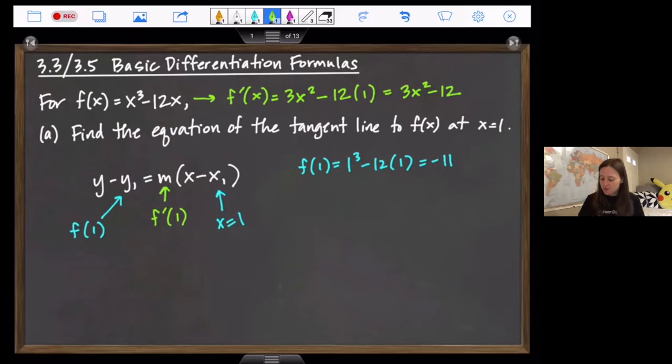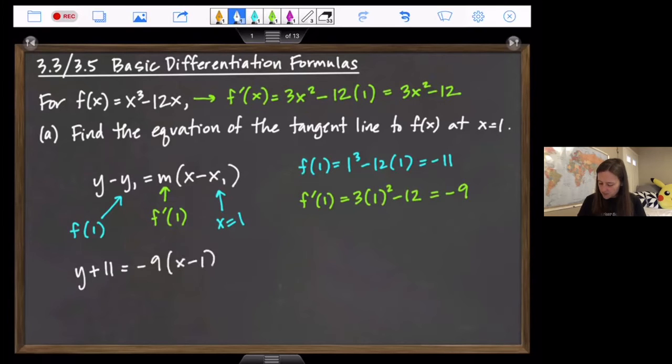All right, so let's figure out our f prime of 1 down here. So we're going to plug into 3x squared minus 12. So that gives me 3 minus 12. That gives me negative 9. All right, so let's plug in all of our numbers to our line. So I've got y minus y1, f of 1, we figured out was negative 11. So y minus a negative 11 is going to be y plus 11. And then my slope is going to be negative 9 and x minus 1.